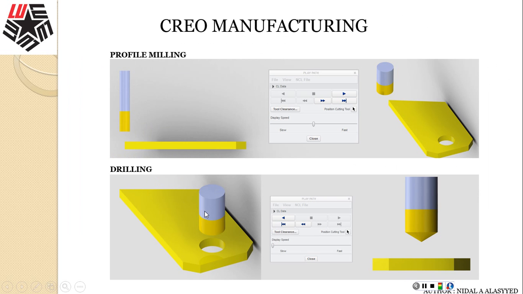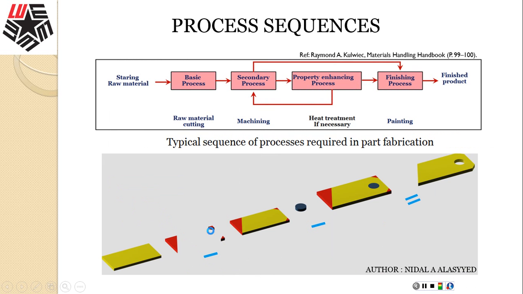What's been happening is we applied, as part of the CREO manufacturing assignments that we have done in this course with Dr. Zhu, profile milling and drilling for this bracket. All that is done is it's a piece of metal that we applied some profile milling and some drilling for this hole. Here's a summary of the process.